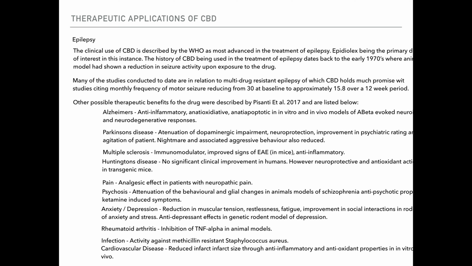We mentioned Alzheimer's and its anti-inflammatory effects, Parkinson's and its attenuation of dopaminergic impairment, and pain, where it has an analgesic effect in neuropathic pain. In rheumatoid arthritis, it inhibits TNF alpha in animal models, and therefore probably does the same in humans. It's great in animal models so far as an anti-anxiety agent or antidepressive medication, with a reduction in muscular tension, restlessness, and fatigue, an improvement in social interactions in rodents under anxiety and stress, and an antidepressant effect in genetic rodent models.